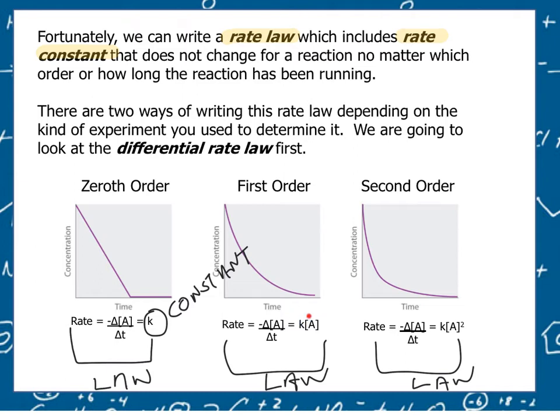This one, we have a constant times the concentration. So when the concentration is big, the slope is big. When the concentration is small, the slope is small. Here we have a constant times the concentration squared. So when the concentration is big, the slope is really, really big because it's squared. And when the concentration is small, the slope is really, really small because it's squared.